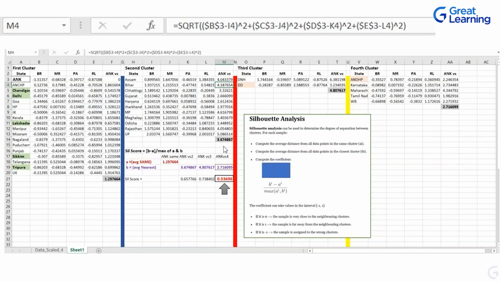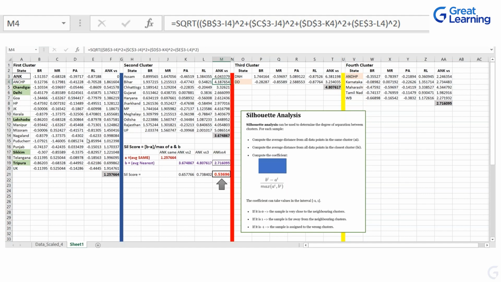The same thing I had done here. So this is first cluster, second cluster, third cluster, fourth cluster. And you can see that we have calculated for Andaman and Nicobar. So what we have done, Andaman and Nicobar, and all these data points are scaled. So distance of Andaman Nicobar with Arunachal Pradesh, Chandigarh, Delhi, Goa, we can calculate the distance, which is this difference square, this difference square, this difference square, this difference square, summation and square root. So we are having all the values and their average.